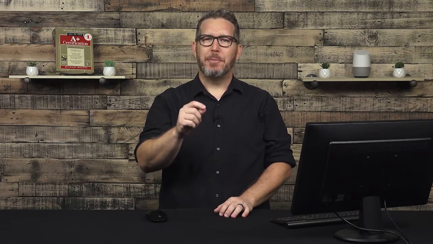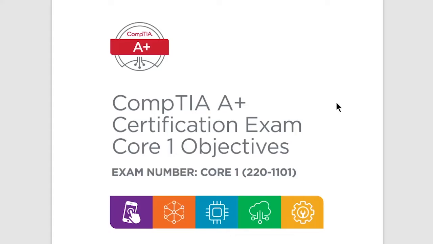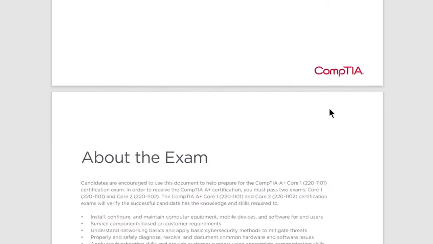Now I'm going to give you a little bit of insight into what you can expect to see on the CompTIA A+ 220-1101 Core 1 hardware part of the exam. And this is CompTIA's official objectives PDF, and don't worry if you don't catch all this in the video because I'm actually going to include all of this in the resources for you.